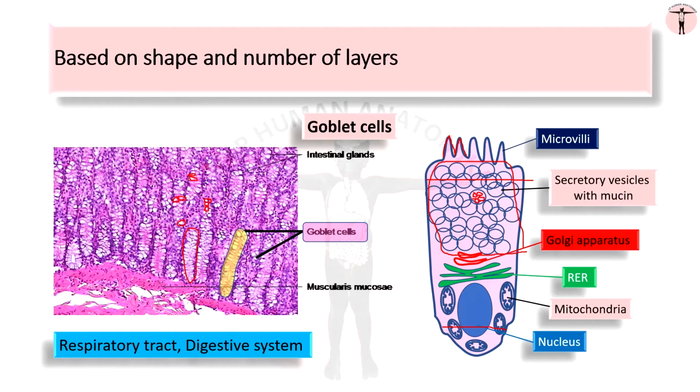So apart from the large intestine, it can be observed in other parts of the digestive system and the respiratory tract, but it is less in the other parts of the digestive system.